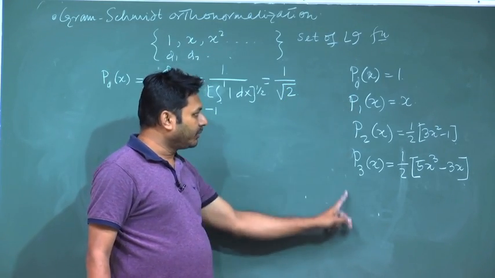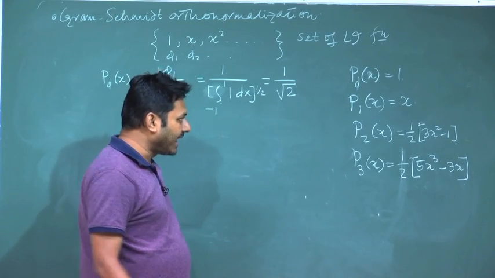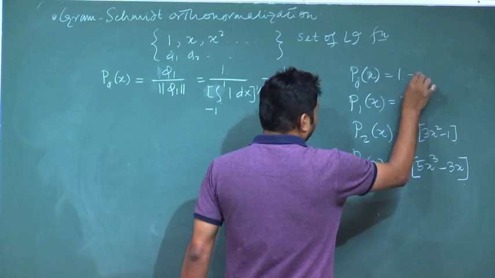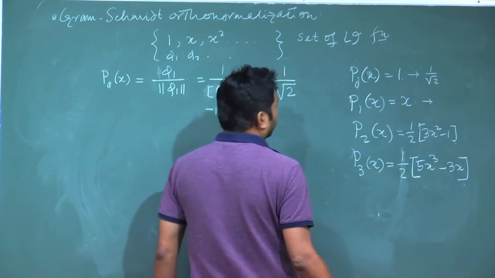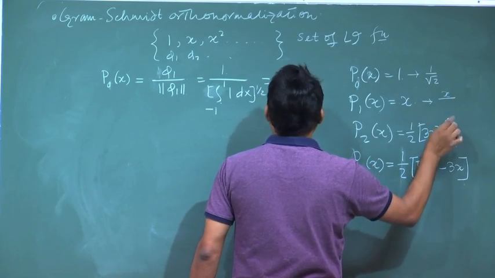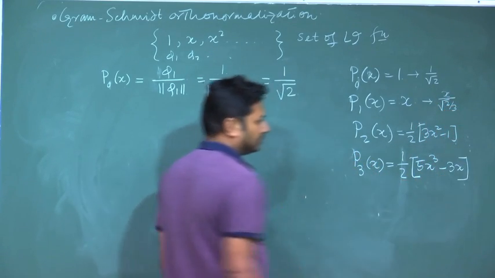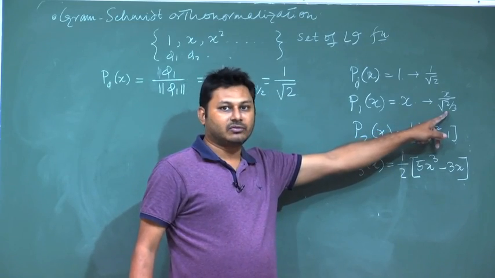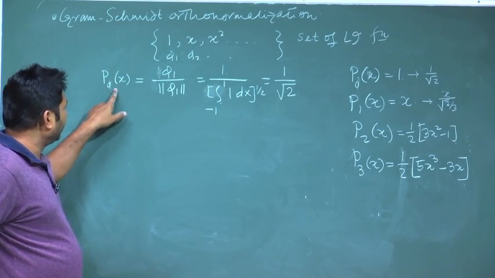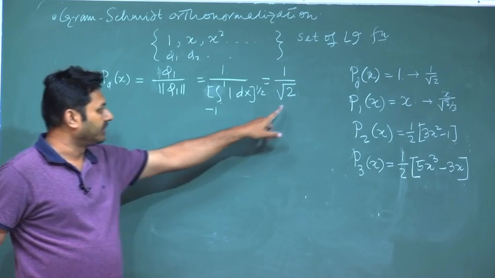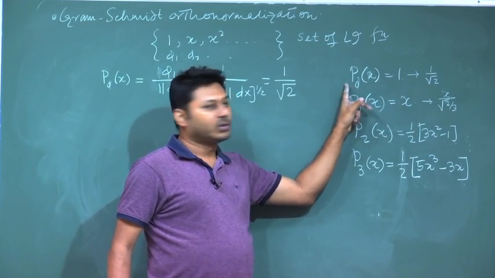So, these are the polynomials I wrote without the normalization factor. If I write this with the normalization factor, it should be 1 over root 2, x divided by root over 2 by 3 and so on, and this value I have calculated just before. When I make a normalization, I will have the first value, which is the first Legendre polynomial.